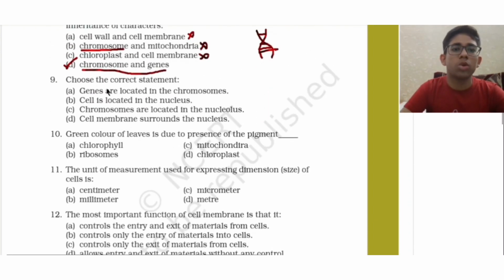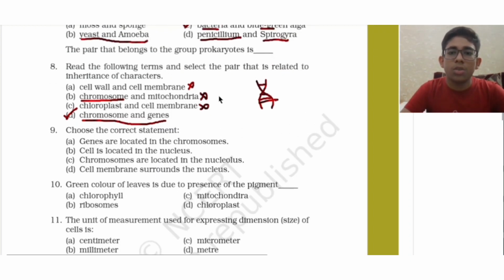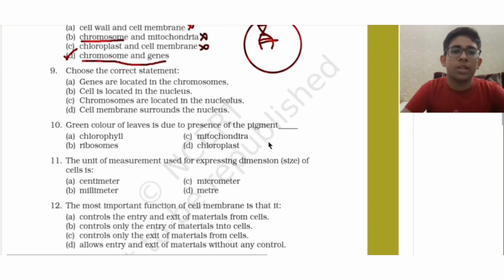Moving to the ninth question, we have to choose the correct statement. Let's read all the options and choose the correct one. Genes are located in the chromosome. This is true. In this diagram, I showed you that the genes are located inside the chromosome. This is true.